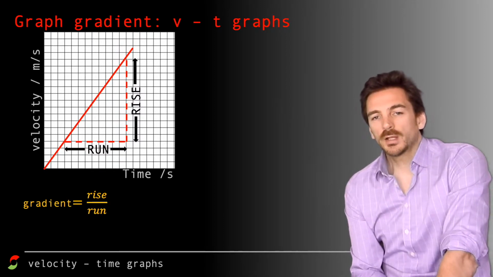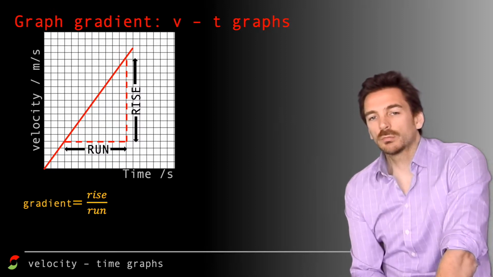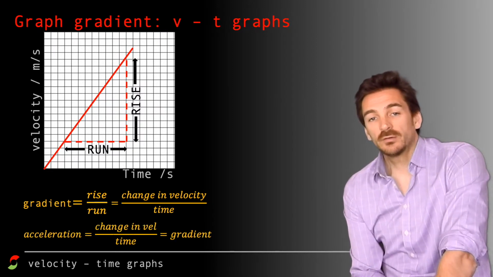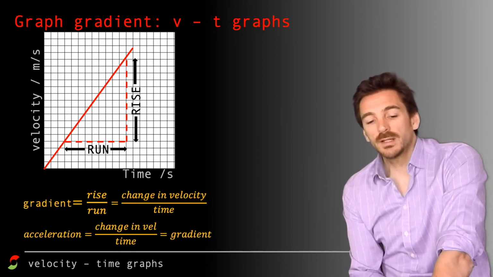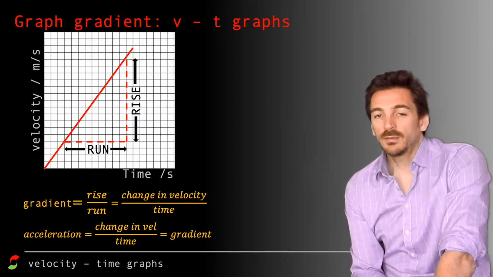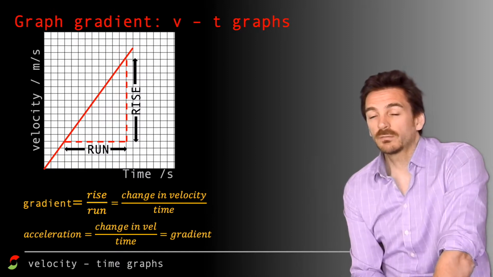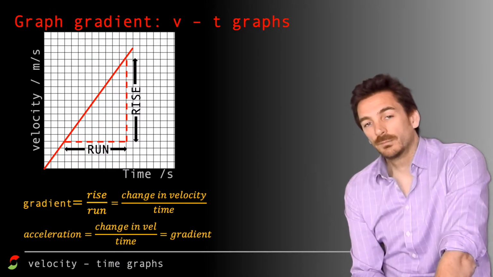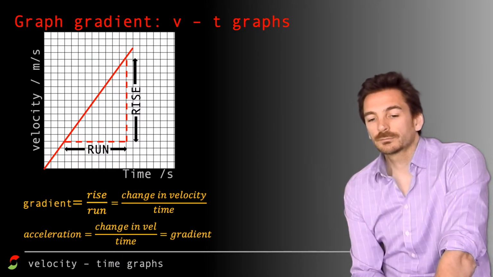If we look at the rise, well, the rise is the vertical rise, which is change in velocity. And the run is how long it takes for that change in velocity, in terms of time. So actually we've got change in velocity over time. And if you recall, change in velocity over time is acceleration. So the gradient and the acceleration for a velocity time graph are exactly the same. So any time you get given a velocity time graph and you have to calculate the acceleration, calculate the gradient.